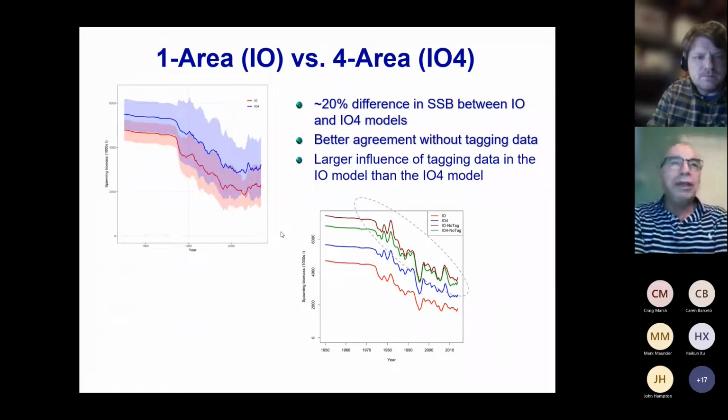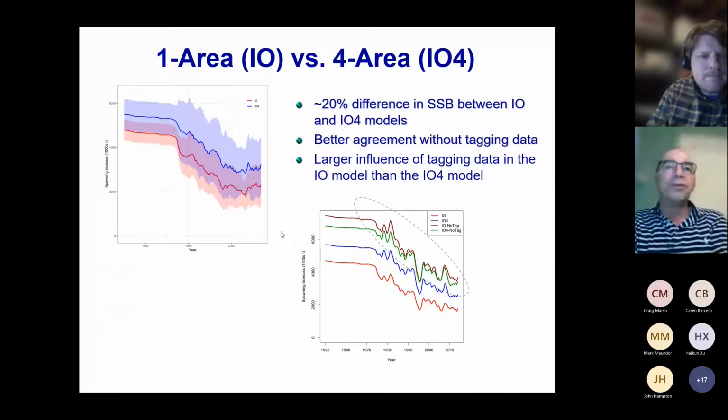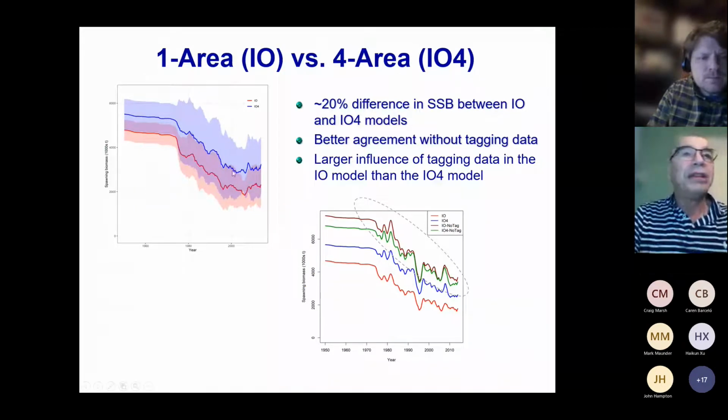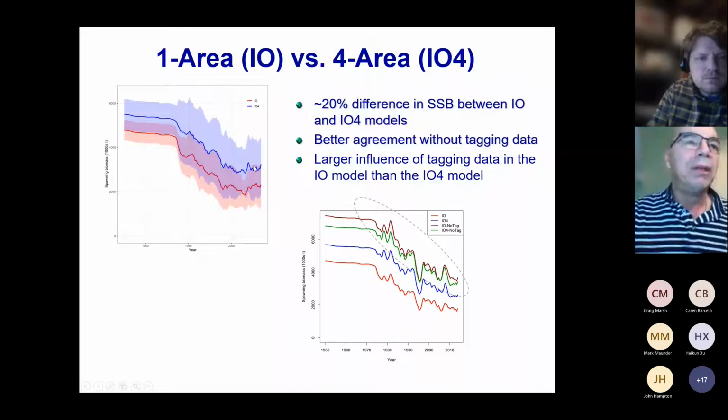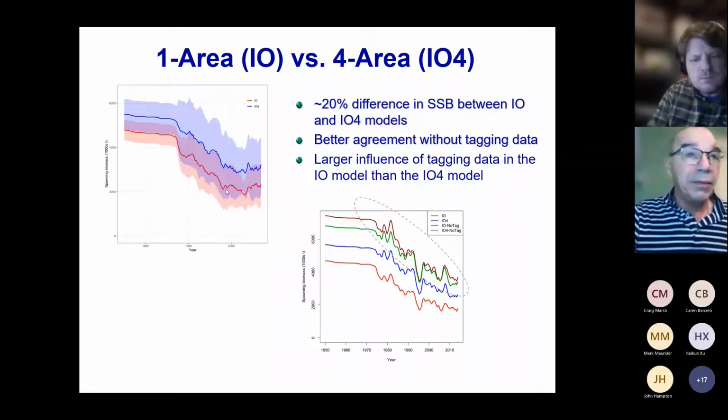So when we do the 1-area versus the 4-area model, we see a difference in the upper left panel here of the scaling of spawning biomass. We see very similar trends between the two, but we see that the overall model, single area model, shows a greater proportional decline than the 4-area model. And this is probably because the 4-area model is better able to allow the higher biomass retention in areas 3 and 4, where we don't see the downtrend caused by the purse seine fishery in area 1 and 2.